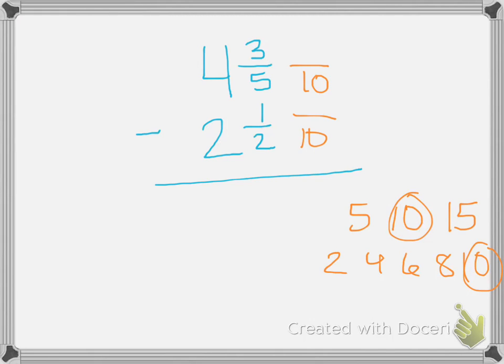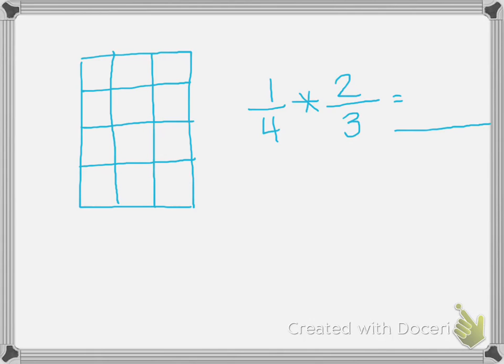So 5 times 2 is 10, 3 times 2 is 6, 2 times 5 is 10, 1 times 5 is 5. So 6/10 minus 5/10 is 1/10. 4 minus 2 is 2. So your answer is 2 and 1/10.